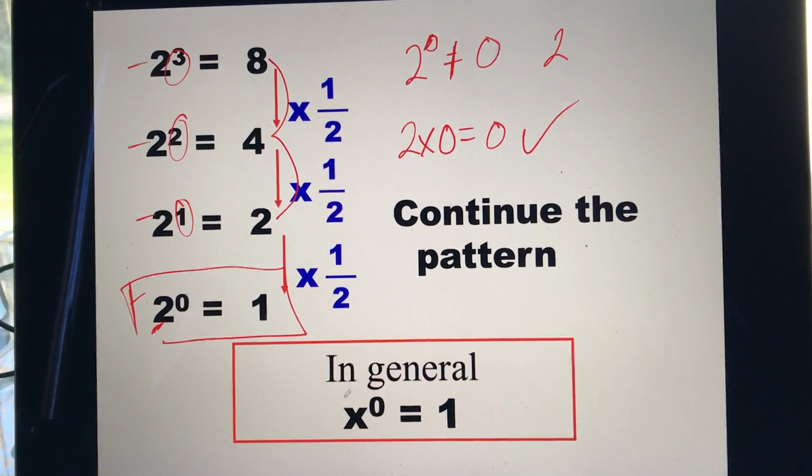And in general, anything to the 0. Anything. We could do this pattern with different bases. We're not going to, but if we did, we could pick any base we want. It would give us the exact same result. So anything to the 0 is equal to 1.